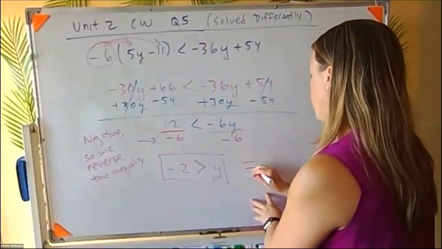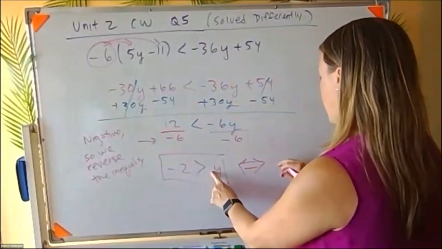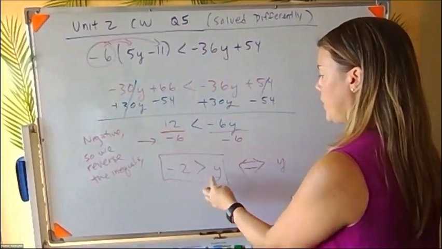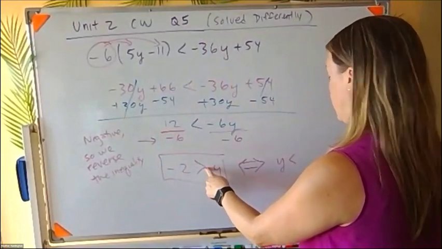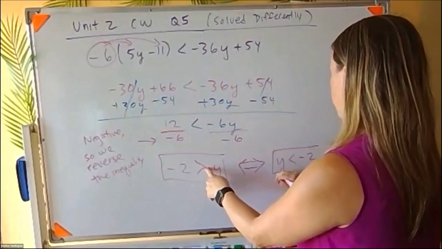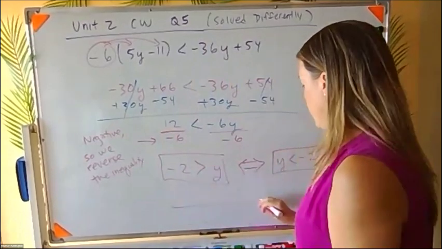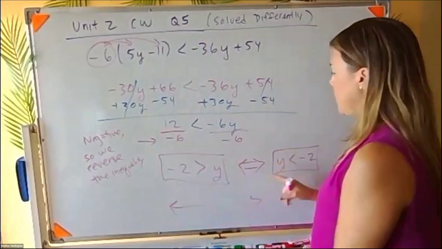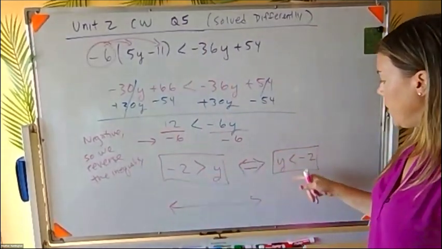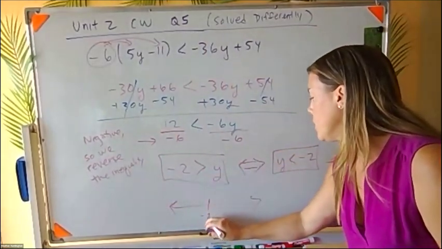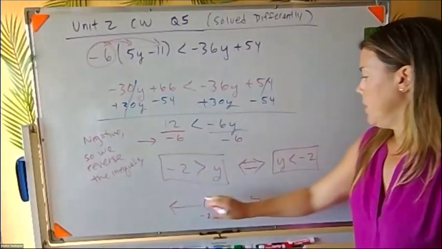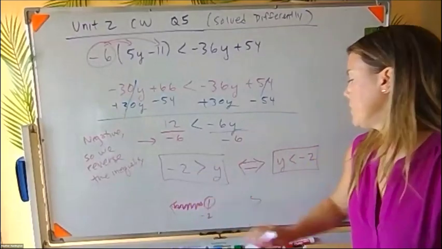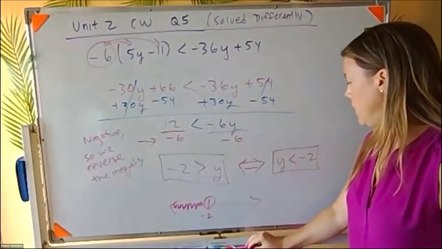So this is equivalent to saying y, I always read it from the variable. y is less than, it's towards the smaller side of, negative 2. Okay. And this is, again, why I say the variable must be on the left side for you to do that arrow trick, because these are the same statements. Okay, so all values less than negative 2.